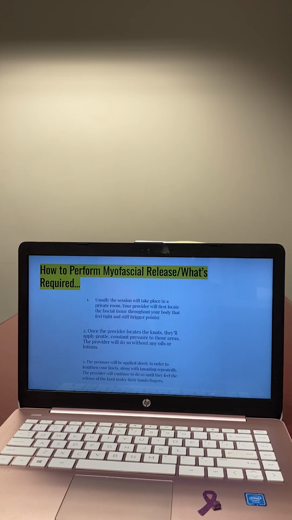So how do we perform MFR and what's required? So usually the session will take place in a private room. Your provider will first locate the fascial tissue throughout your body that feels tight and stiff. So these are called our trigger points. And once the provider locates the knots, they'll apply gentle, constant pressure to those areas, and they'll do so without any oils or lotions. So one of the reasons why is because this is not the same thing as massage.